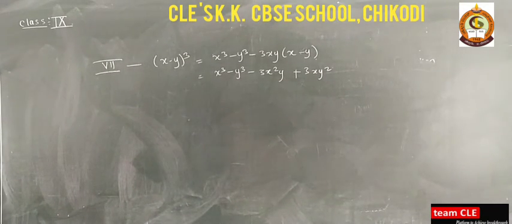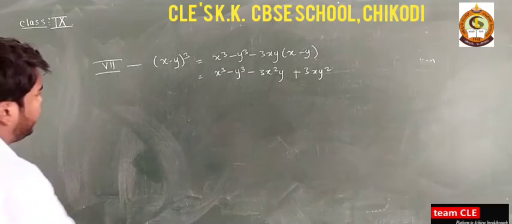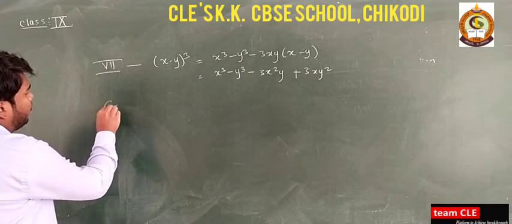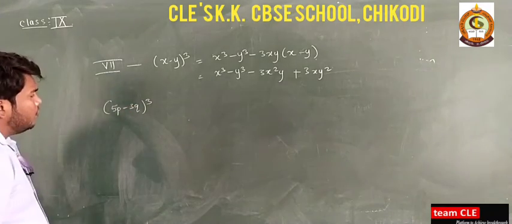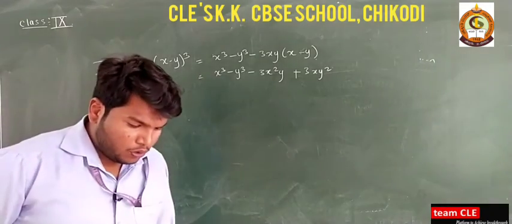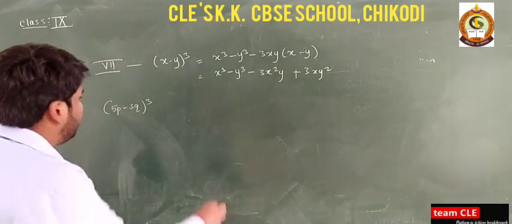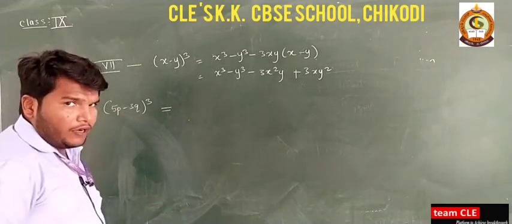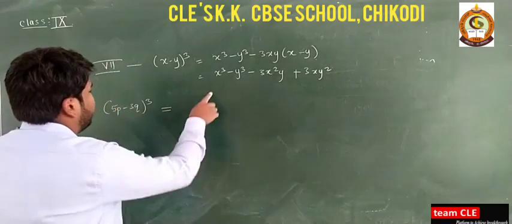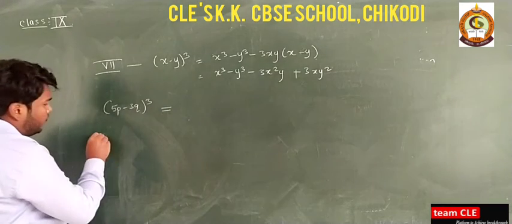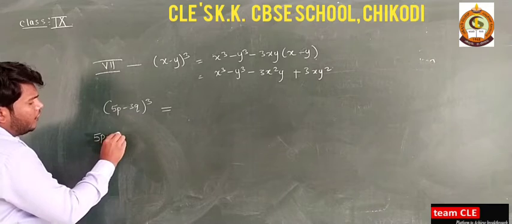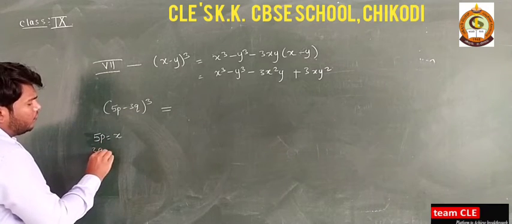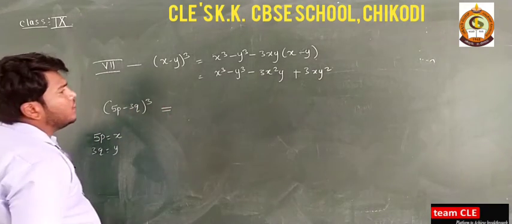Based on this, we'll solve one problem, that is (5p − 3q)³. So (5p − 3q)³. I am going to solve this example, and I can factorize using this formula. So x is 5p, and 3q is y. Just we have to put in this formula.